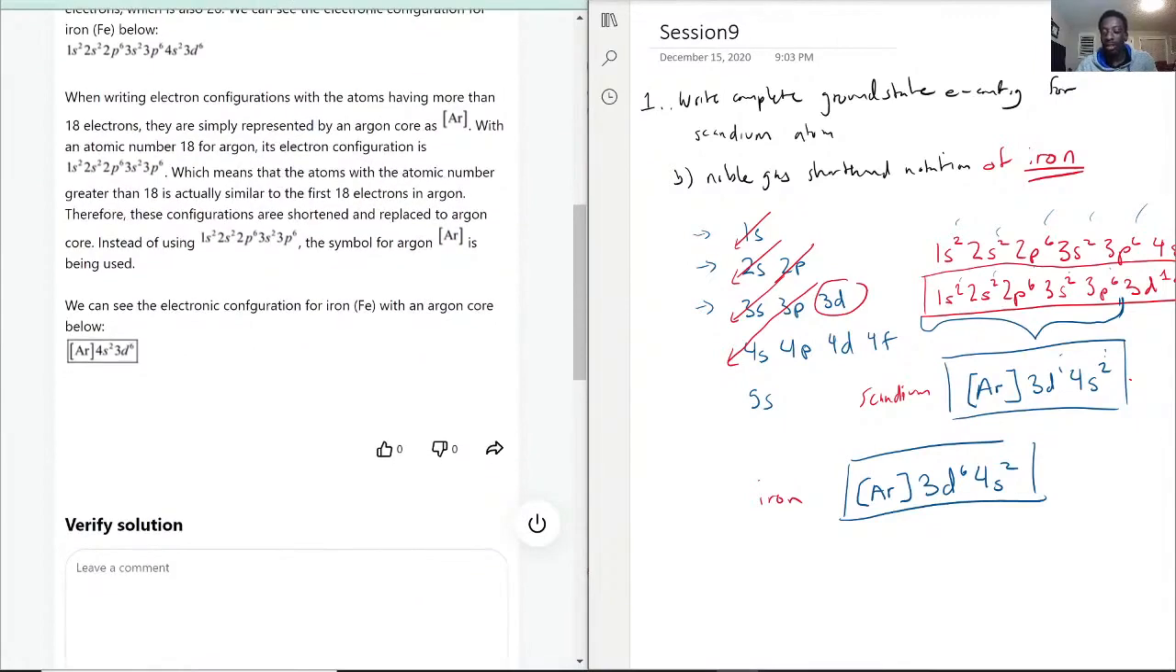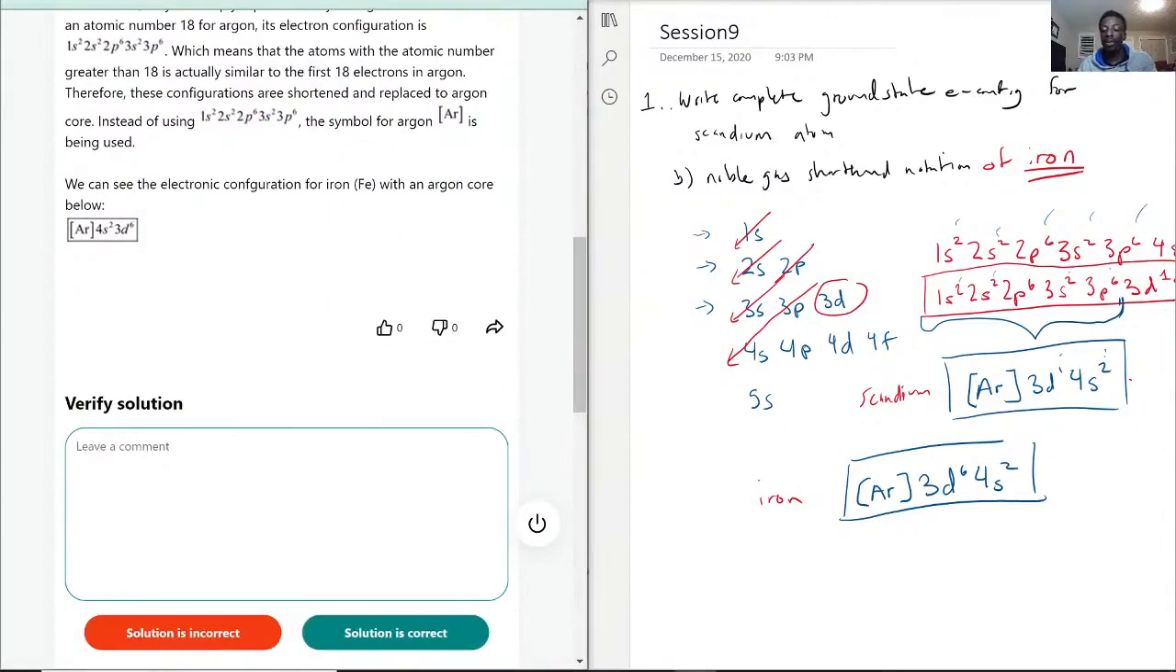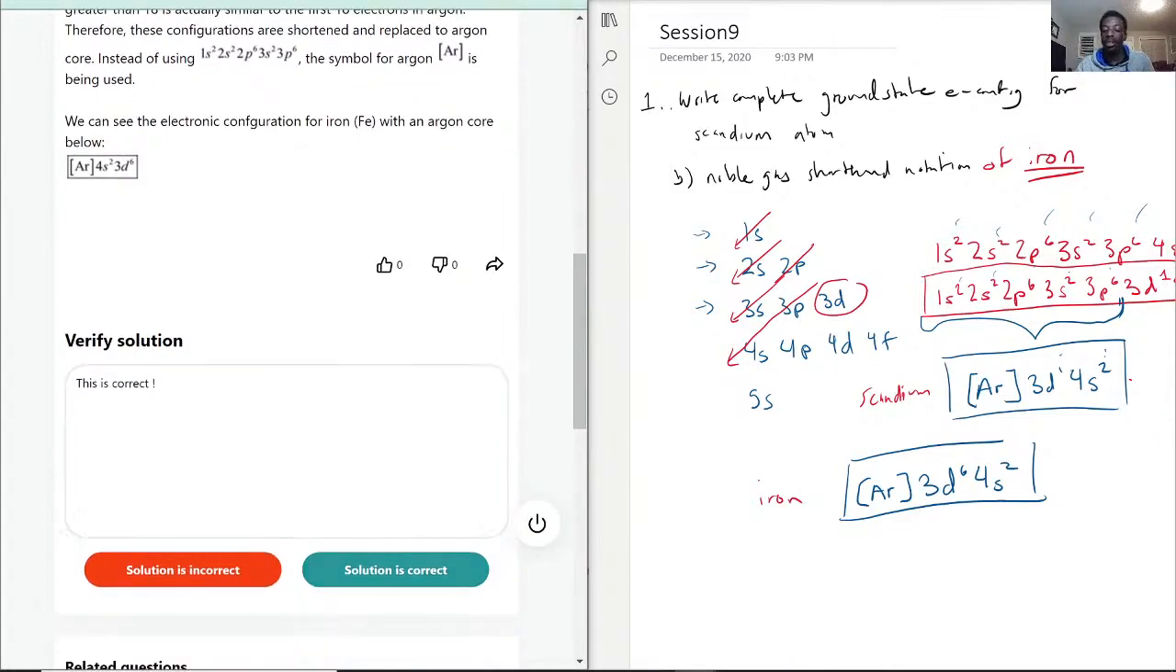As I said, I like to keep it with the lowest coefficient first. That's why I have 3d6 4s2, because that's also how the orbitals will align themselves. It is technically in the third shell, so it would come prior to the fourth shell, even though it is in the d orbital. So this is correct nonetheless.